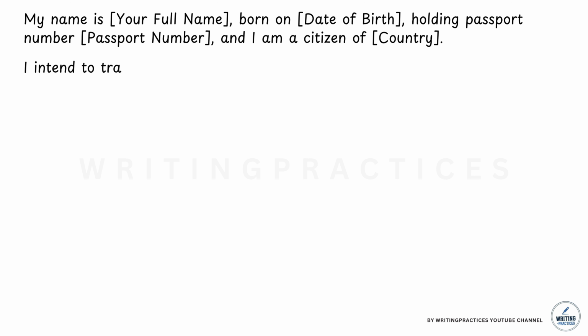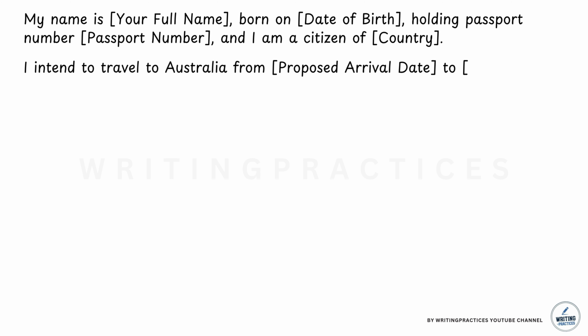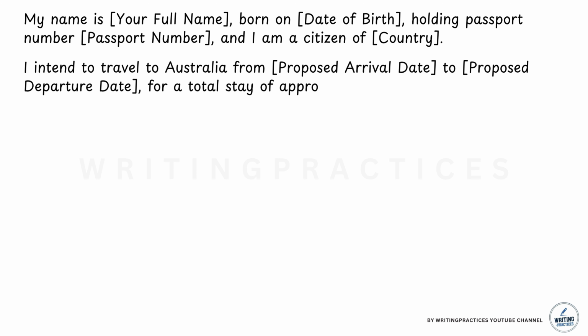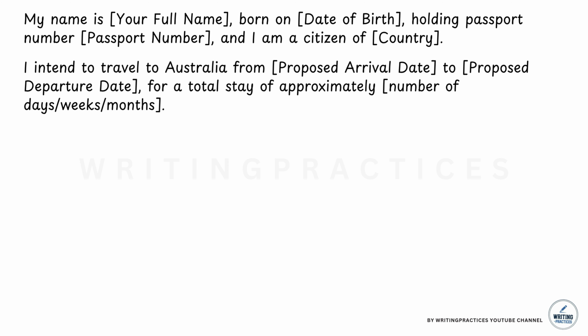Third paragraph, travel dates. State your intended travel period. Include arrival date, departure date, length of stay. Example, I intend to travel to Australia from July 15th, 2026 to August 5th, 2026 for a total stay of approximately 3 weeks. This helps immigration officers understand the time frame of your visit. It also confirms that your stay is temporary and clearly planned. Make sure these dates match your itinerary and travel documents.